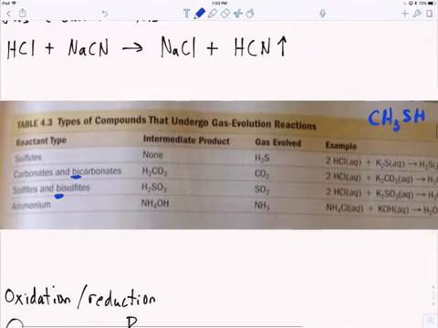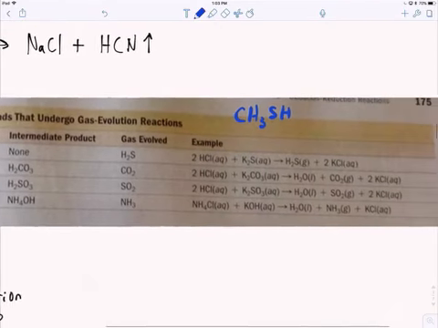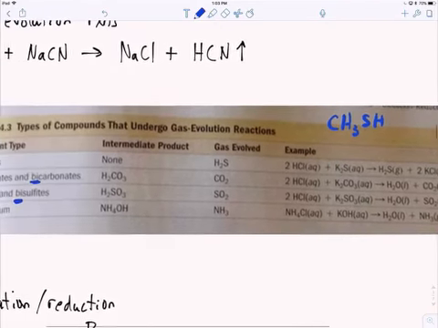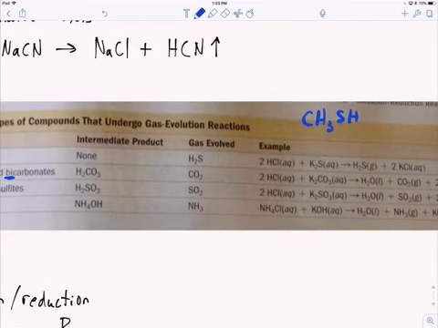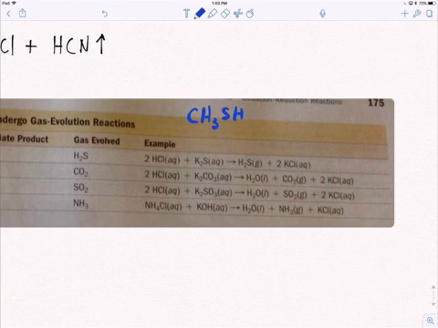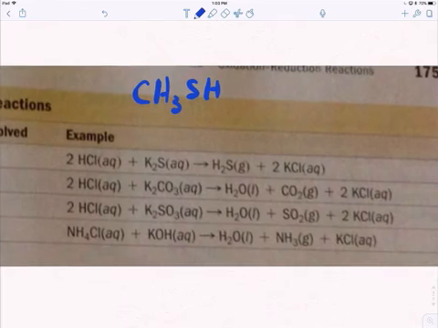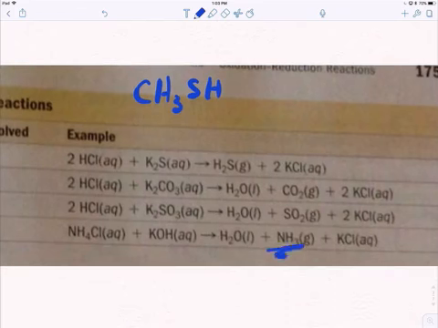And ammonia, you can form ammonia from ammonium compounds, so NH4. So ammonium chloride, NH4Cl, plus a base can form water and ammonia gas. And ammonia is interesting because it can knock you out and it can also revive you.